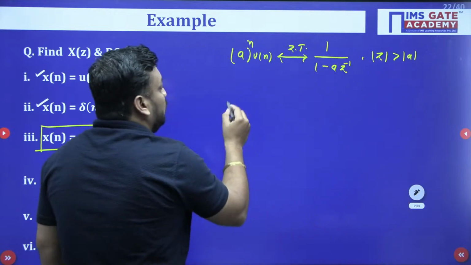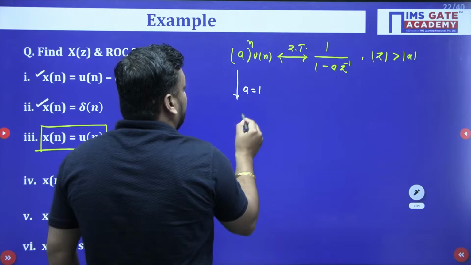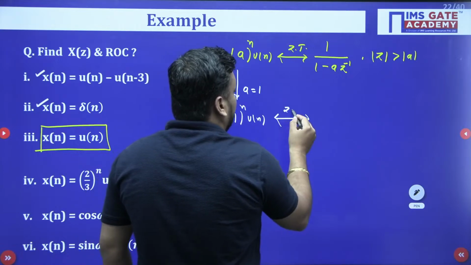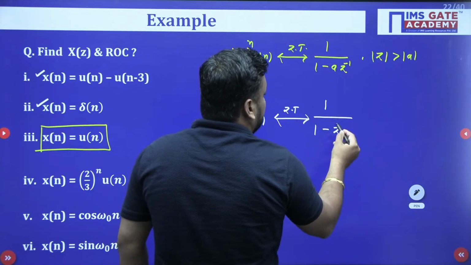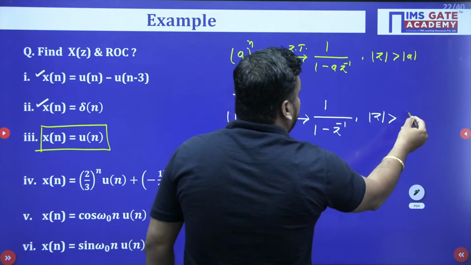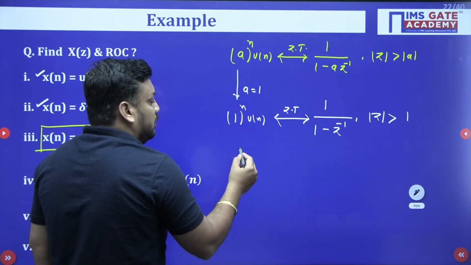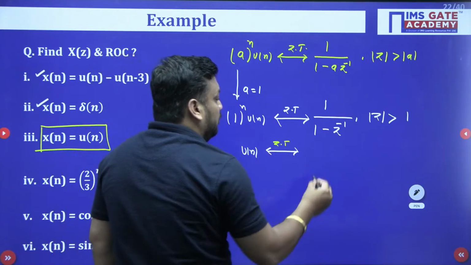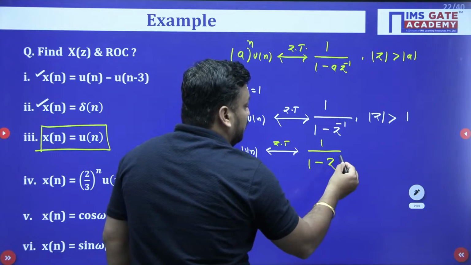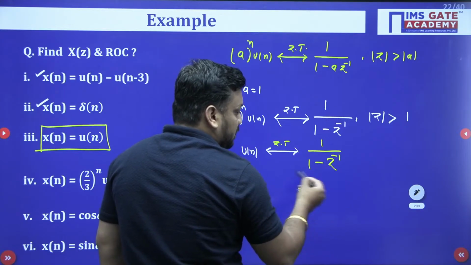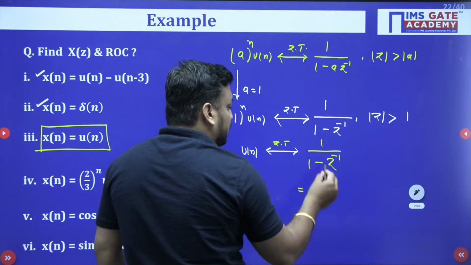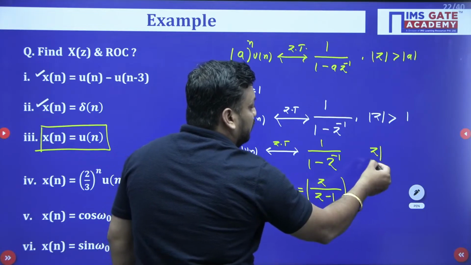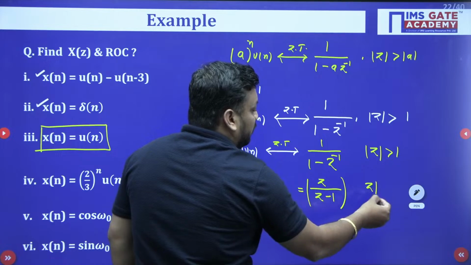It means if I put a equal to 1 here, then it will be 1 to the power n into u[n], and the Z transform will be 1 upon 1 minus z inverse, and the ROC is mod of z greater than 1. And 1 to the power n is nothing but 1 only, so you will get the Z transform of u[n] as 1 upon 1 minus z inverse, which is also equal to, if I take z inverse common in the denominator and shift it to the numerator, z upon z minus 1, and here you will get mod of z greater than 1 only.